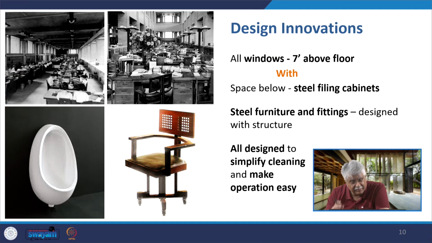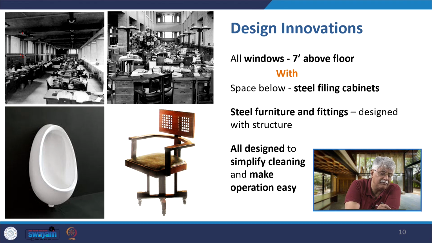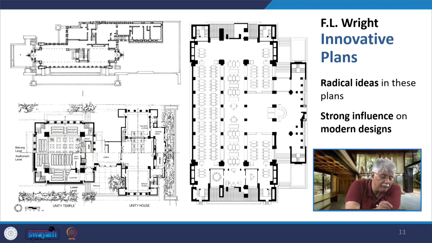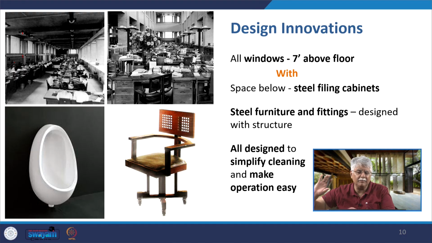And also other design innovations that happened in the Larkin Building. He put all these windows in the galleries at 7 feet height from the ground. Why? Because he said there is nothing to see out there. So let us keep it 7 feet high from the ground. Having done that, below that he provided filing cabinets tucked in along the wall. Such an amazing, simple, efficient use of space.